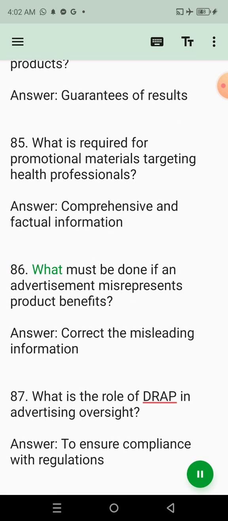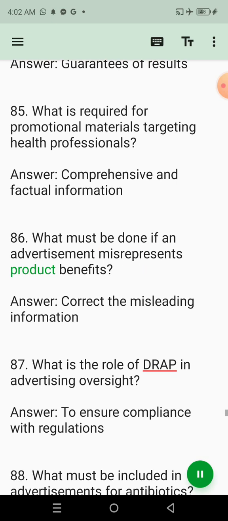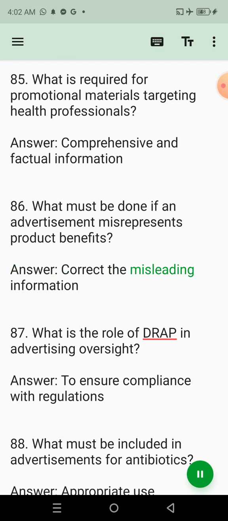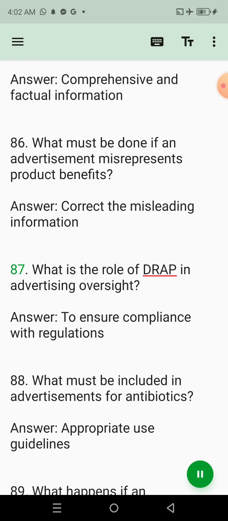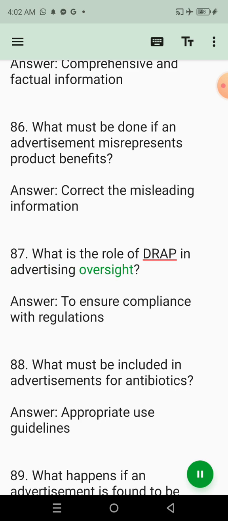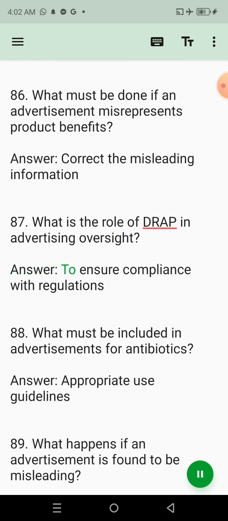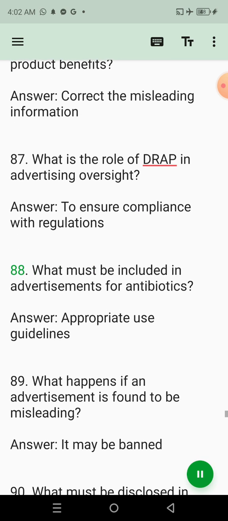86. What must be done if an advertisement misrepresents product benefits? Answer. Correct the misleading information. 87. What is the role of DRAP in advertising oversight? Answer. To ensure compliance with regulations.